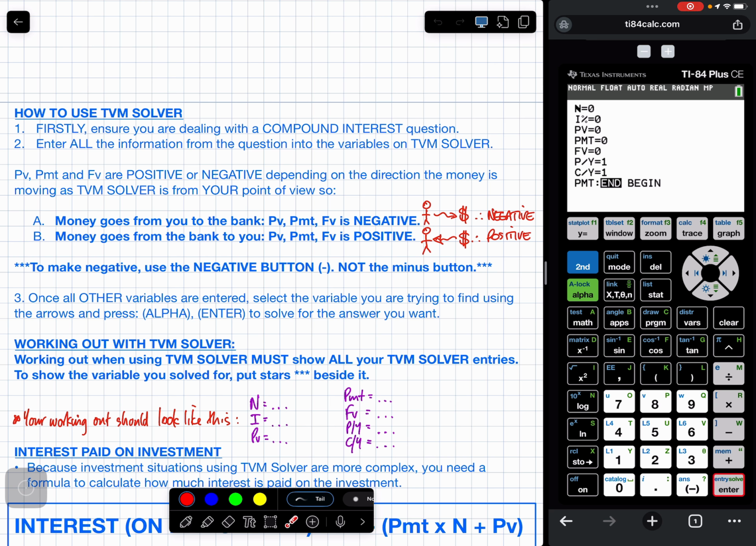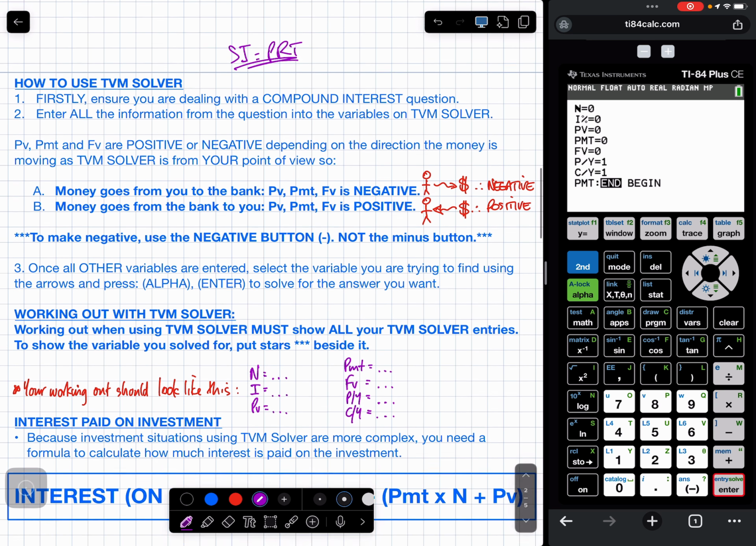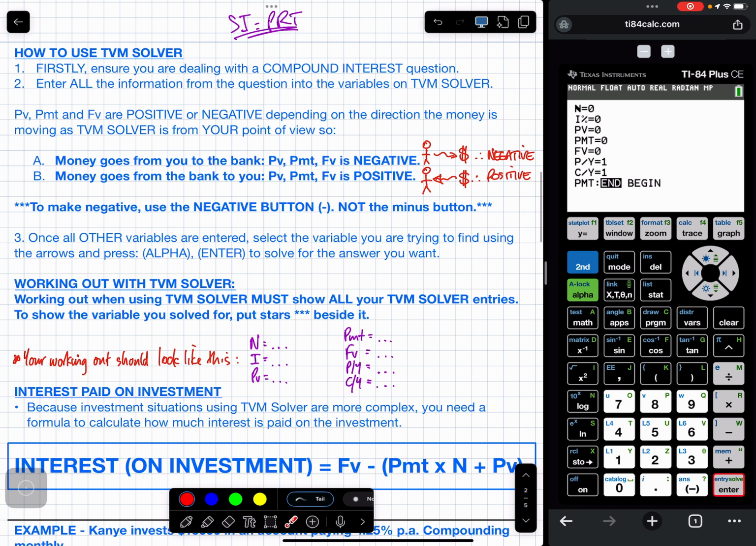Yes. So if it's simple interest, you'd use this. As soon as there's a compound interest question, I suggest that you use the graphics calculator. But if you can't work it out from today, use the formula from Wednesday. The only trick to TVM Solver is the numbers are positive or negative depending on where the money goes.